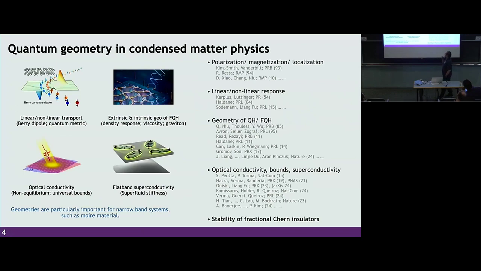Recently, there are also many interesting works about optical conductivities and their relation to quantum geometries, as they give universal bounds and so on. Quantum geometry also provides insights about the origin of superconductivity or coherence in flat band systems. Arguably, quantum geometry is particularly more important in narrow band systems such as Moiré materials because of the suppression of the conventional contribution from dispersions. Today I will talk about the quantum geometric implications to fractional Chern insulators.